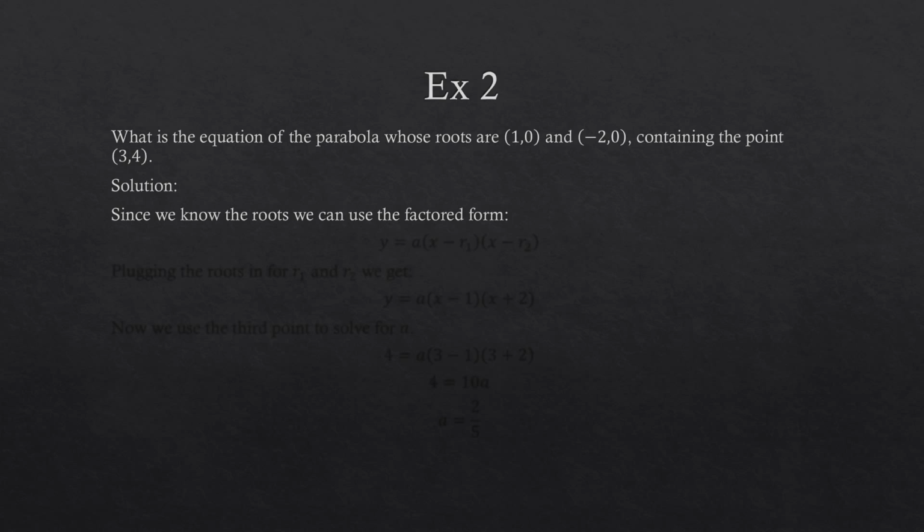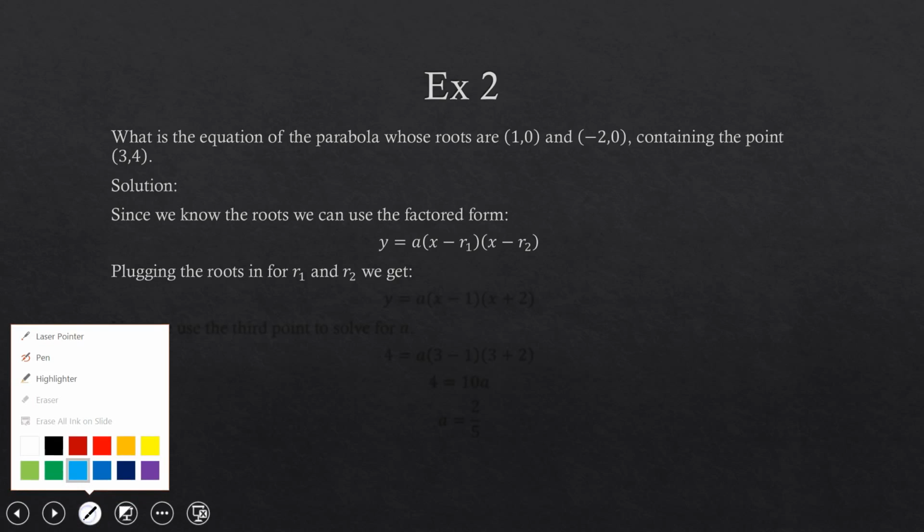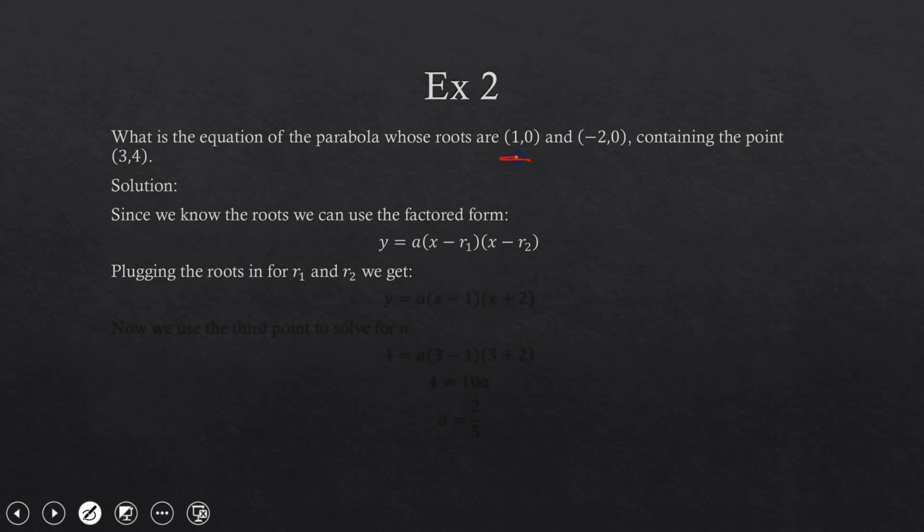Okay, so we know the roots, which means we can use the factored form, which looks like that, right? A times x minus r1 times x minus r2. And we'll plug in the values for r1 and r2 that we know because they're given to us at the top, right? This is one root, that is another root, so 1 we can plug into r1, and negative 2 we can plug into r2, and then that's going to leave us with one thing we don't know, which is a. So there's our equation now. y equals a times x minus 1 times x plus 2.